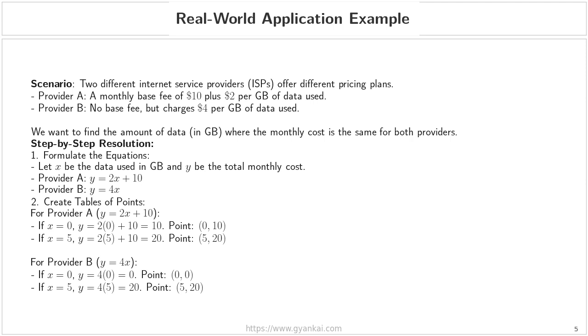Now, let's do the same for provider B, using the equation y equals 4x. If x equals 0, then y equals 4 times 0, which is 0, giving us the point 0, 0.